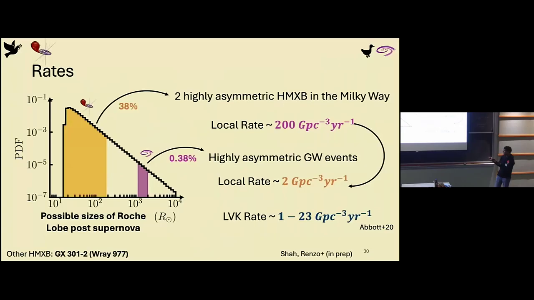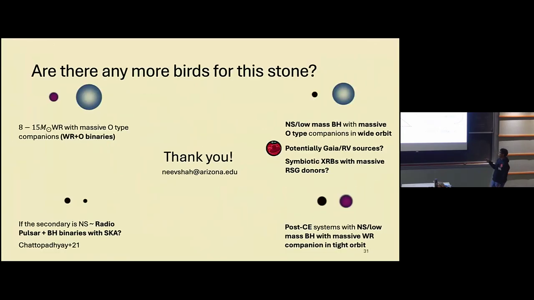As a summary slide, I'll just leave behind a speculative slide about other potential analogs that might also form through this similar formation channel and would be interesting to find. Thank you.